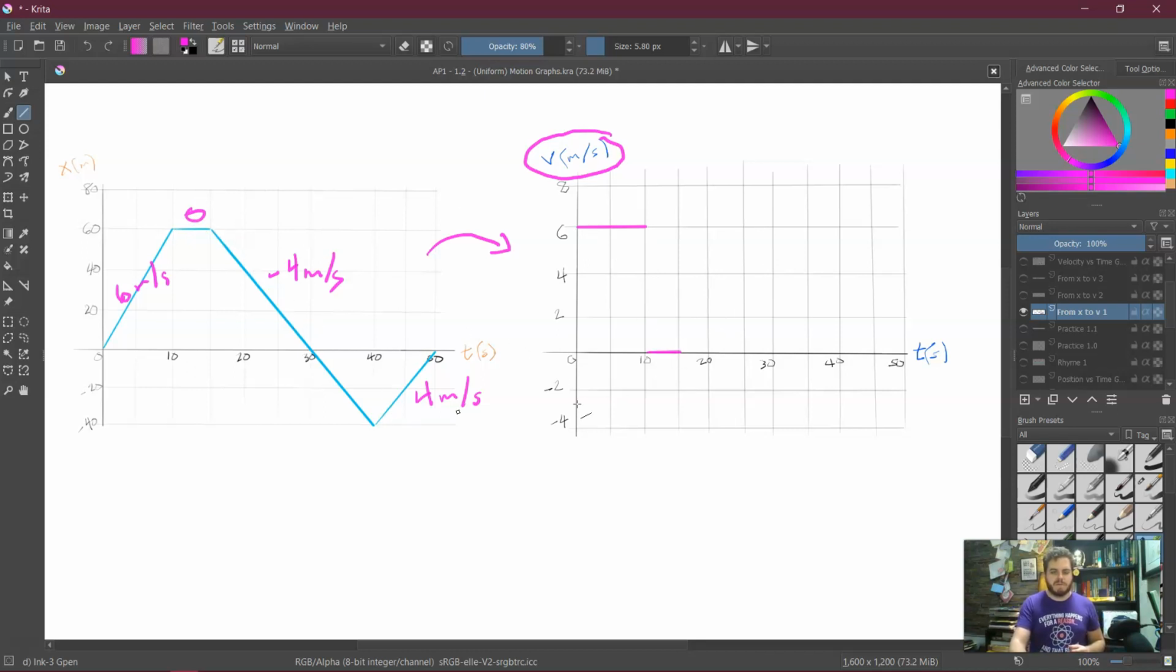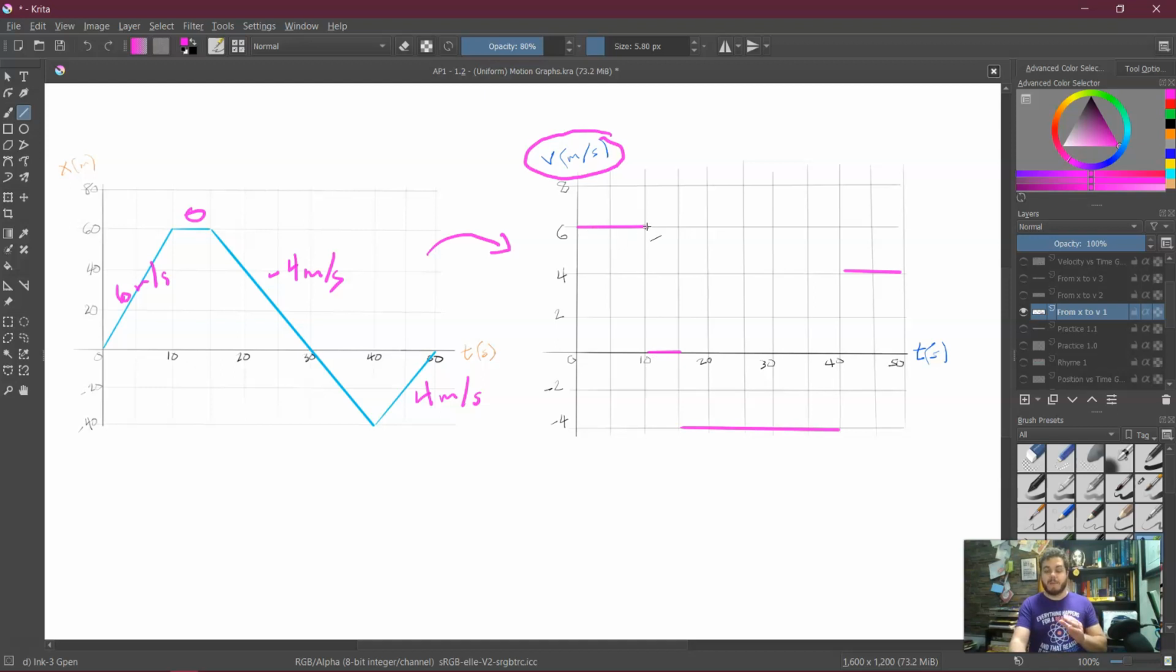From 15 to 40, we're at -4. And then from 40 to 50, we're at 4. Okay. Now one quick note here. You'll notice we're going spontaneously from 6 to 0. Now is that realistic? No, but it's helping us analyze this a little better.